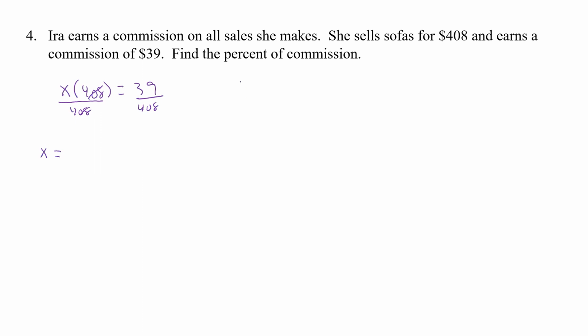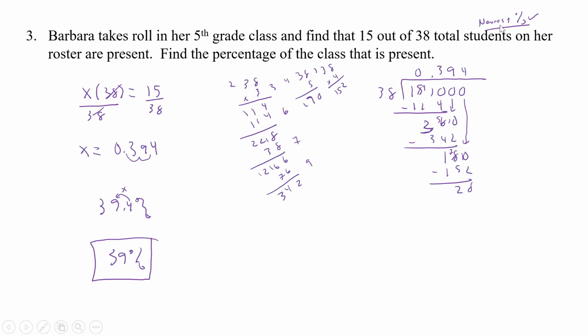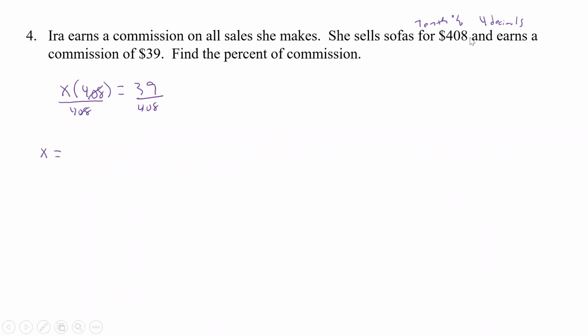Now let's see, this one wants 1/10 of a percent. So that's going to be out to 4 decimals, I think. Because the last one we had to the nearest whole percent, and that was 3 decimals, so we should be 4 decimals here. All right, so let's divide. 408 goes into 39.1234. All right, so that goes in 0.